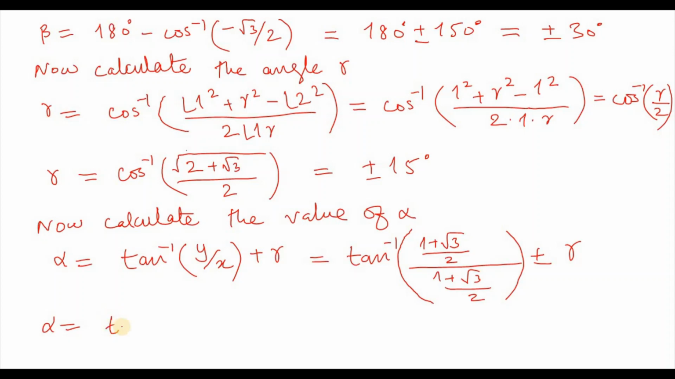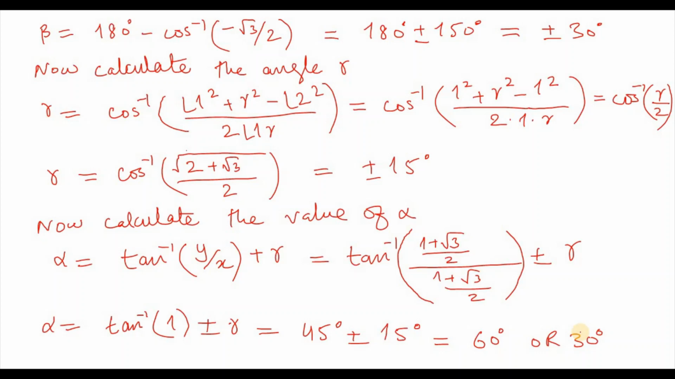So this will be equal to 1. So we have here tangent inverse of 1 plus minus, put the value of gamma. Tangent inverse of 1 is equal to 45 degree plus minus the value of gamma, which is 15 degree. So which is equal to 60 degree or 30 degree.